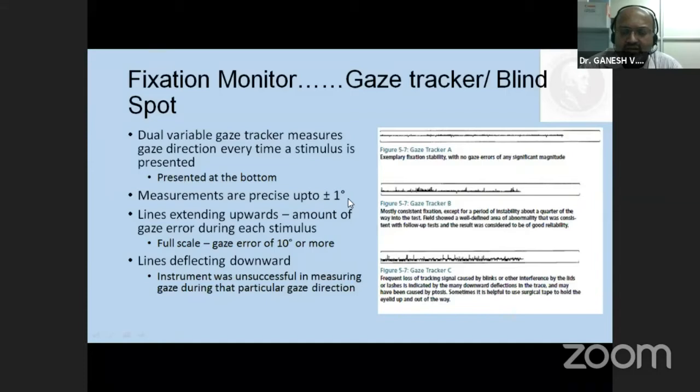They can assess 1 degree of deviation from the fixation. And if there's a full scale error, for example, here you have a very high upstroke, that means more than 10 degrees of deviation has occurred. And lines which are shown as deflecting down show that the instrument was unsuccessful in measuring gaze during that particular gaze direction. That means the patient has either closed his eyes or removed the chin from the chin rest. So these are the indications which tell you how the patient has been performing throughout the test period.